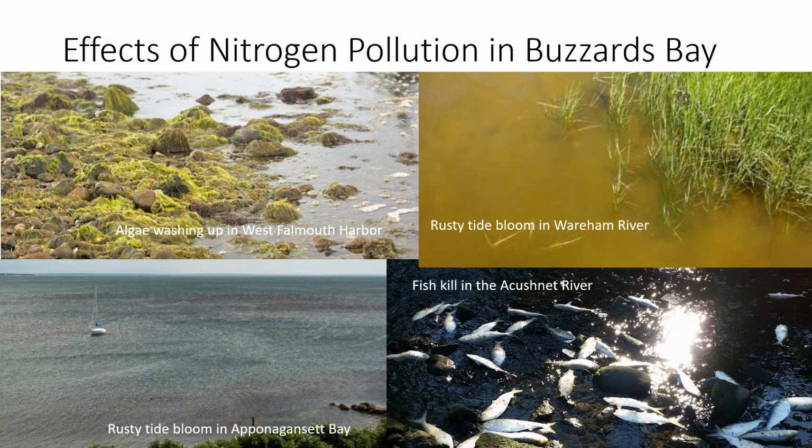To show you what that looks like in our area, here are some images of the effects of nitrogen pollution around Buzzards Bay. In the upper left corner, we have macroalgae washing up in West Falmouth Harbor. The bottom left and the upper right are both examples of rusty tide blooms. On the bottom left, you can see the reddish ribbons of water, and on the right, up close, it looks like a golden, murky, rusty color in the water. In the extreme case on the bottom right, we have a fish kill in the Acushnet River. So the coalition works hard to reduce nitrogen pollution and to protect water quality from having these impacts.